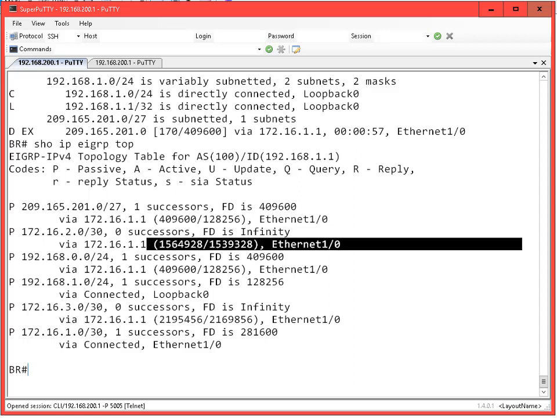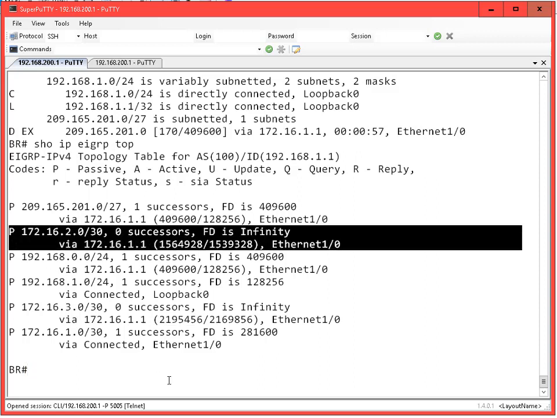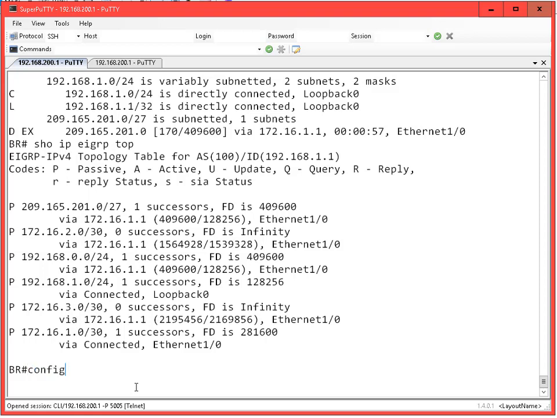But the reason why they show up as infinity is because, number one, I'm not running EIGRP on those interfaces, and number two, those networks are directly connected to this router. So it's a combination of things. The router knows that it can already reach those networks through its directly connected interface, and because I'm not running EIGRP locally on those interfaces, it doesn't recognize those as valid EIGRP routes. So it is inserting a poisoned metric for those particular destinations.